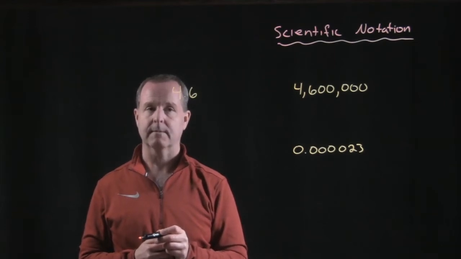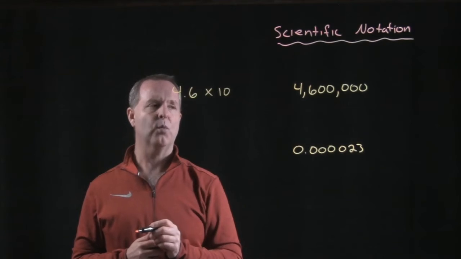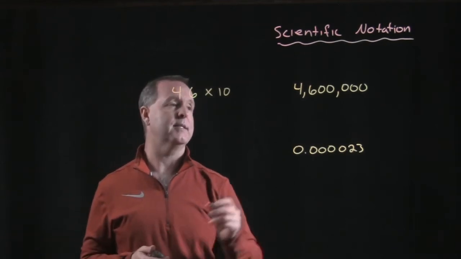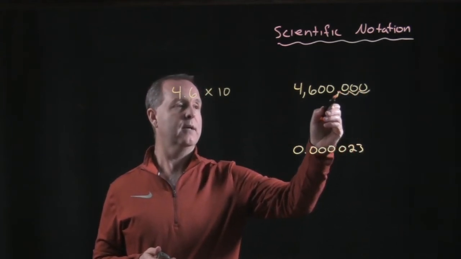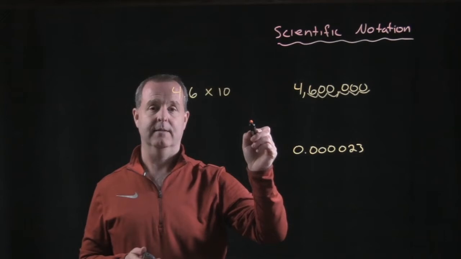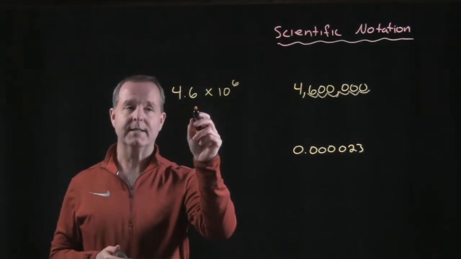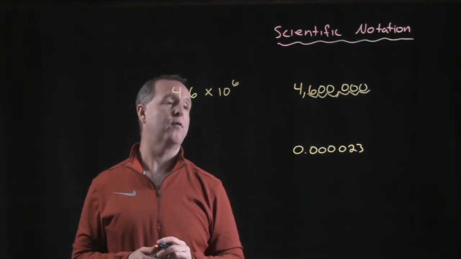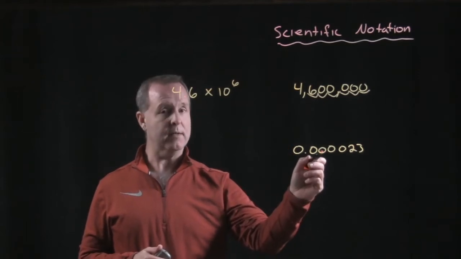to make it 4.6. So it can be 4.6 times 10 to the what? Well, this is where I count the number of decimal places that it moved. It moved from here, 1, 2, 3, 4, 5, 6. So it moved 6 places. So 4.6 times 10 to the 6th is the same number as 4,600,000.